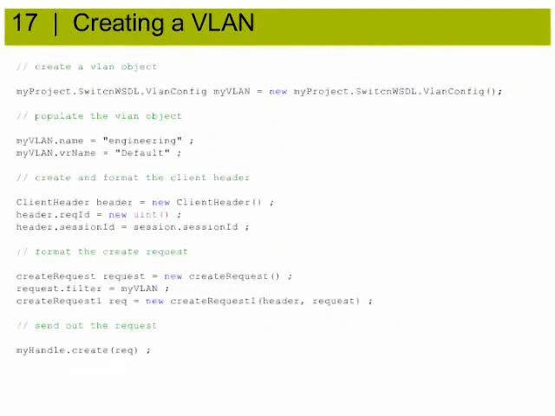You can use your newly created session to actually do something, like create a VLAN. The first thing that you need to do is create an object that will hold the attributes you wish to give the VLAN. The next thing you need to do is to populate the VLAN object with the name you wish to give it, as well as the virtual router to which you wish to assign the VLAN. Now, create a request header to hold the session information you will need to facilitate the communications between the client and the web service. Next, format the create request. Remember, you'll need to create the request and its associated shadow version. Finally, send out the request.